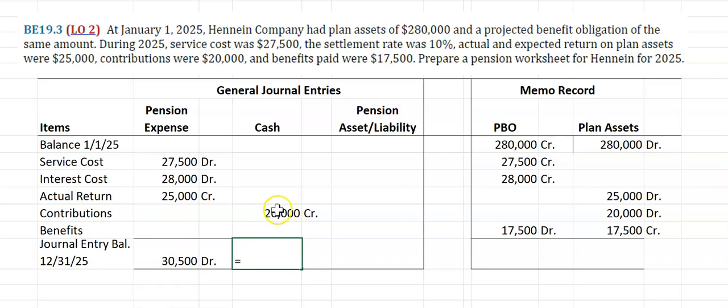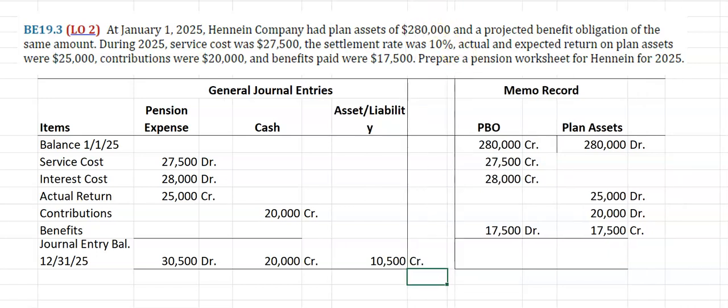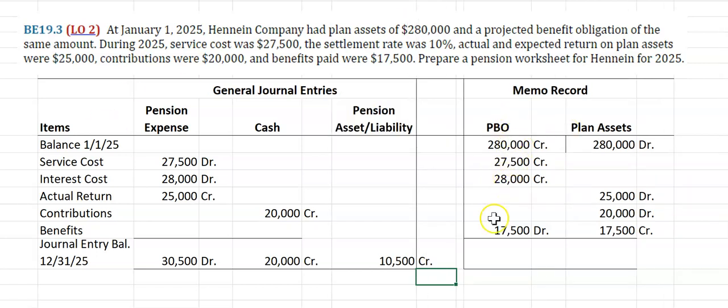30,500. Now for cash part, we just have one item, and it is a credit item. And now if you check this journal entry, 30,500 debit and 20,000 credit, journal entry is not balanced. Credit side is off by 10,500, and this is how we'll balance the journal entry, plugging in the difference, and we will credit it since credit side is lower, and since we are crediting it, we will call it pension liabilities, and we will figure out the same balance by using the memo record balances.